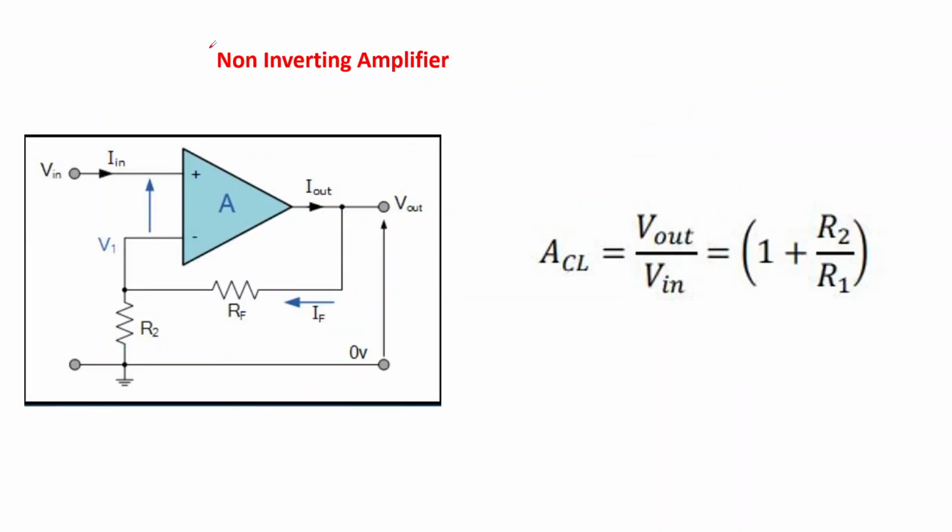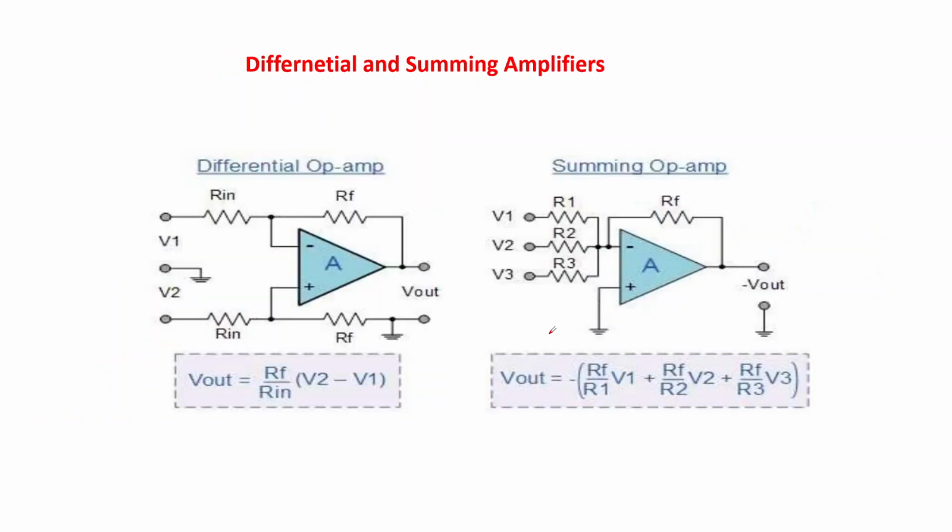Now the non-inverting amplifier. In the non-inverting amplifier, the input is given to the positive terminal and the negative terminal is given the feedback connection. So the output is V out equals 1 plus RF, the feedback resistance, divided by the input resistance, times V in. We can write the gain as V out by V in equals 1 plus feedback resistance divided by the input resistance. Here there is no phase shift.